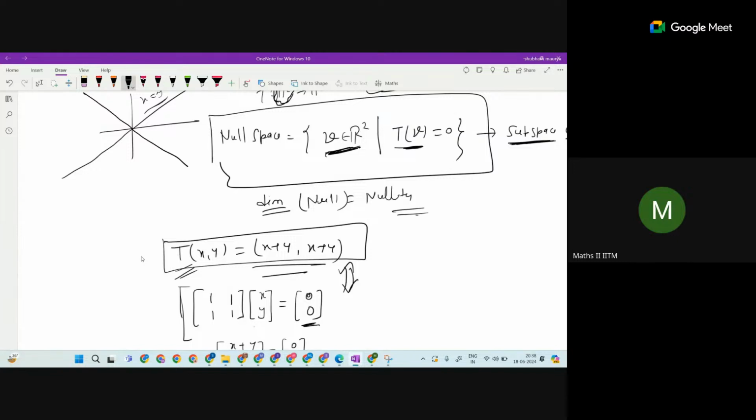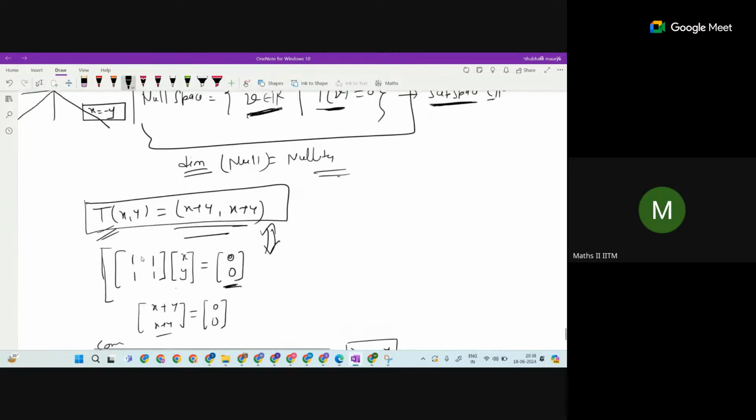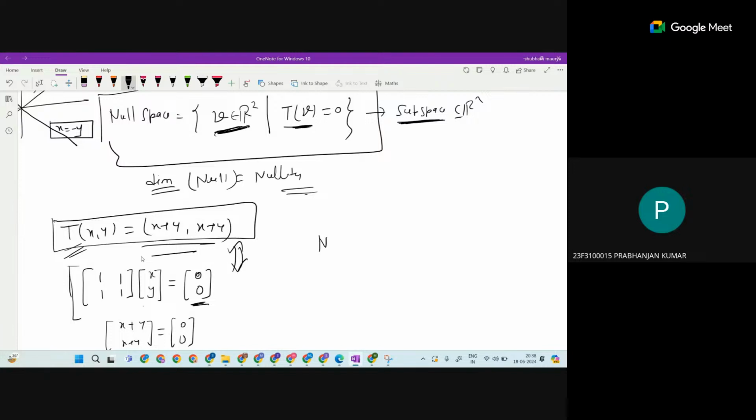The null space is this line, x equal to minus y. And if I try to write it in set form, the null space is the set of (x, minus x), or there are many ways: (x, y) such that x is equal to minus y. There are many ways to write the set, either this one or (x, minus x) where x belongs to R. These two are actually the same. So this is your null space.